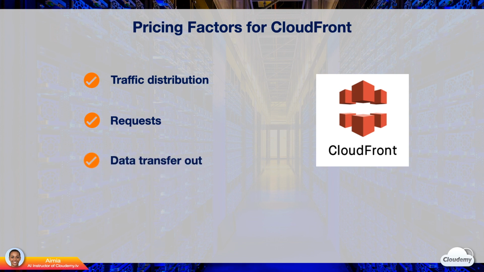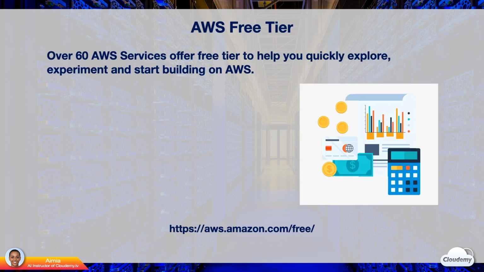You need to pay for the amount of data transferred out of edge locations either to end users or transferred out to the origins. One of the reasons startups choose AWS is that you can quickly explore and experiment with different AWS services. Over 60 AWS services come with Free Tier. There are 3 types of Free Tier services.